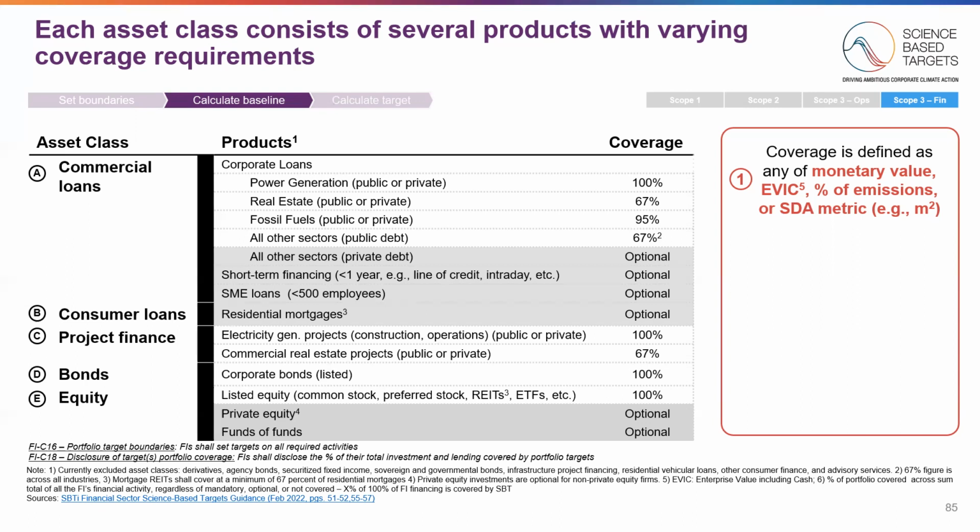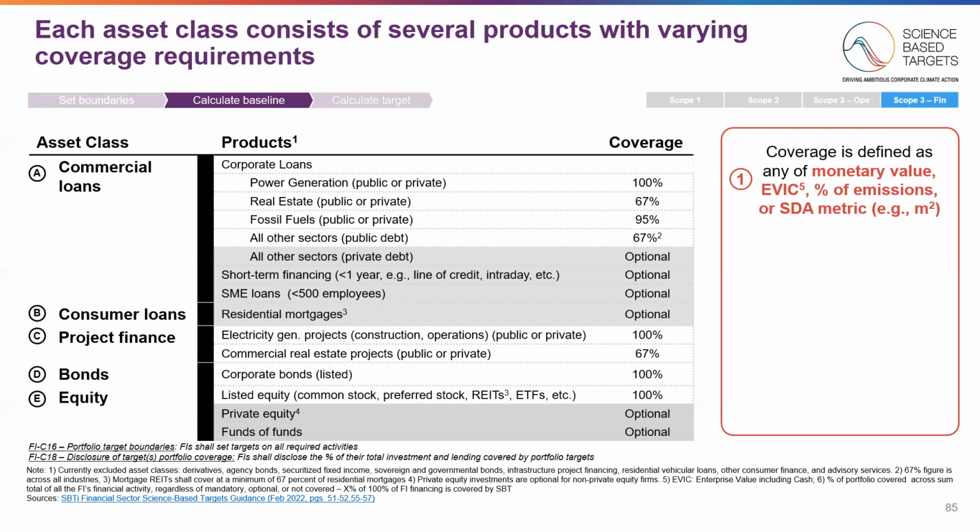companies. Currently, all other loan types, such as loans to private companies, short-term financing, and loans to small and medium enterprises, or SMEs, are optional. For consumer products, SBTI currently lists residential mortgages as optional. Moving on to item C, project finance. 100% of project finance must be covered for electricity generation, and 67% must be covered for commercial real estate projects.